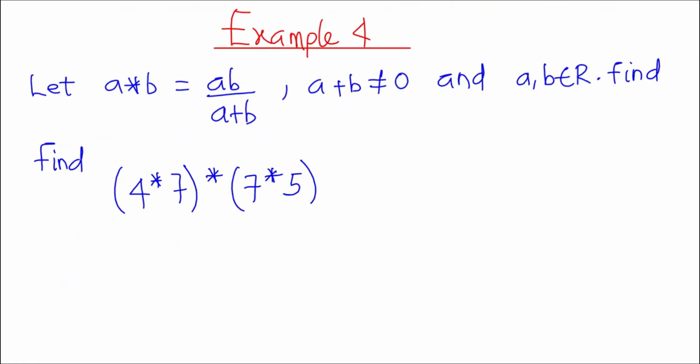Now that happens to be example 4. It says, let A star B be equal to AB divided by A plus B, such that A plus B is not equal to 0 and A, B belongs to all real numbers. Find, I think there is a twice of the find there, so we have to clean one. So find (4 star 7) star (7 star 5).